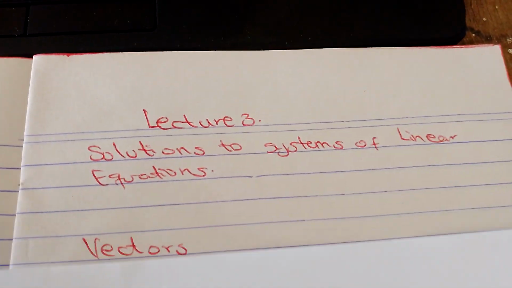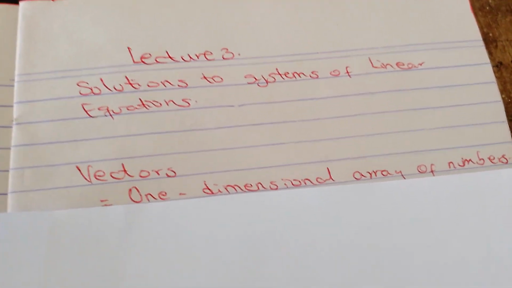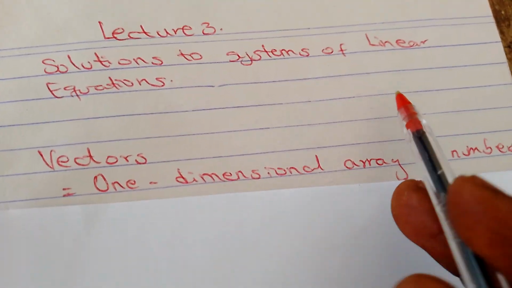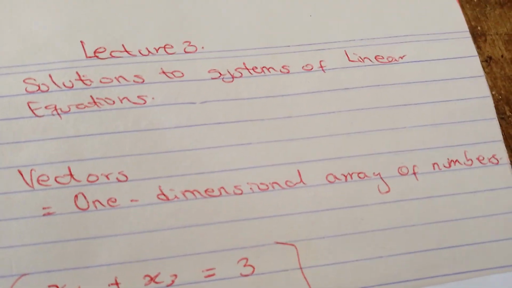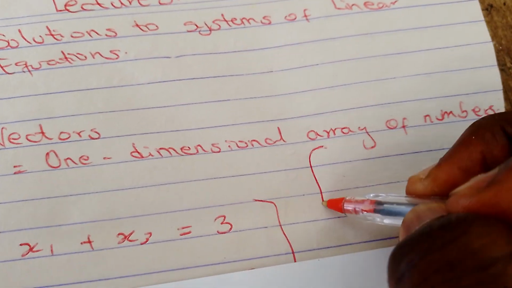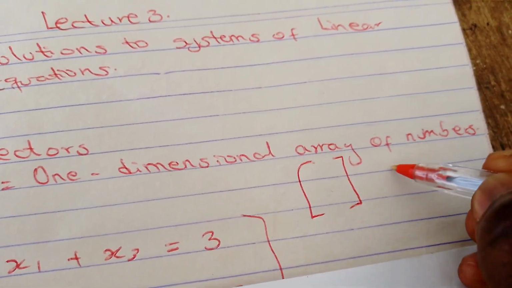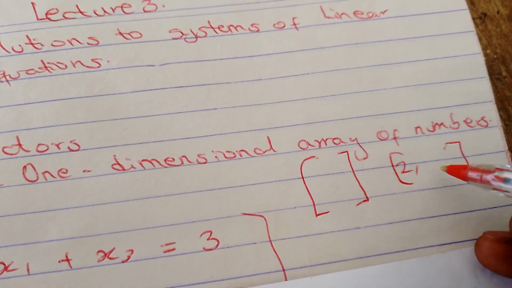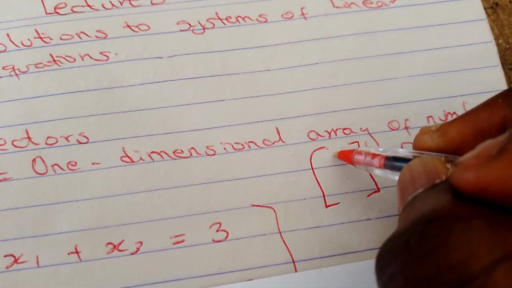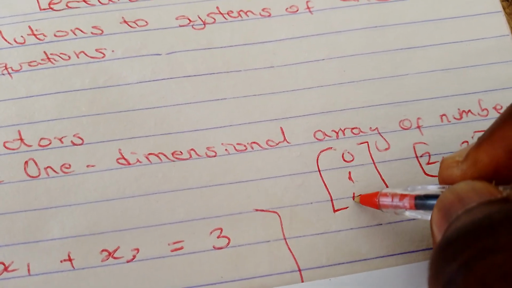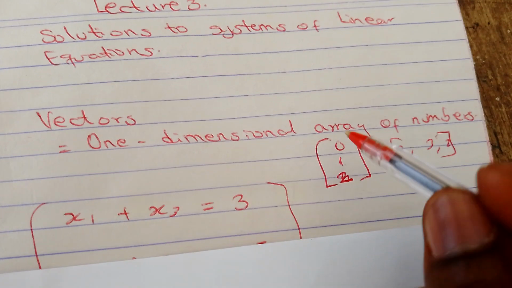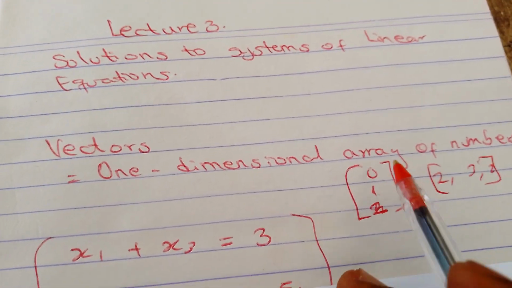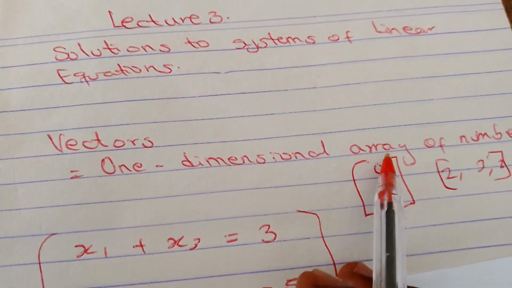So first of all, let's just revise the idea of vectors. So what is a vector? A vector is simply a one-dimensional array of numbers. So we can have vectors in different forms. We can have column vectors like that, and we can have row vectors like that. So maybe 2, 3, 2, something, 0, 1, 2. Right, then these are both vectors. So we have the idea of vectors already.